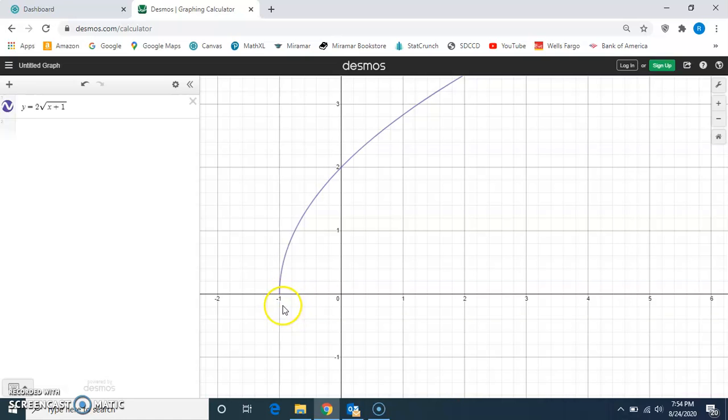And the reason why is that a tangent line always needs a left side and a right side. You can't do one-sided tangent lines. So even though the function exists at -1, we cannot draw a tangent line there because there's no left side to it. And so there you go.